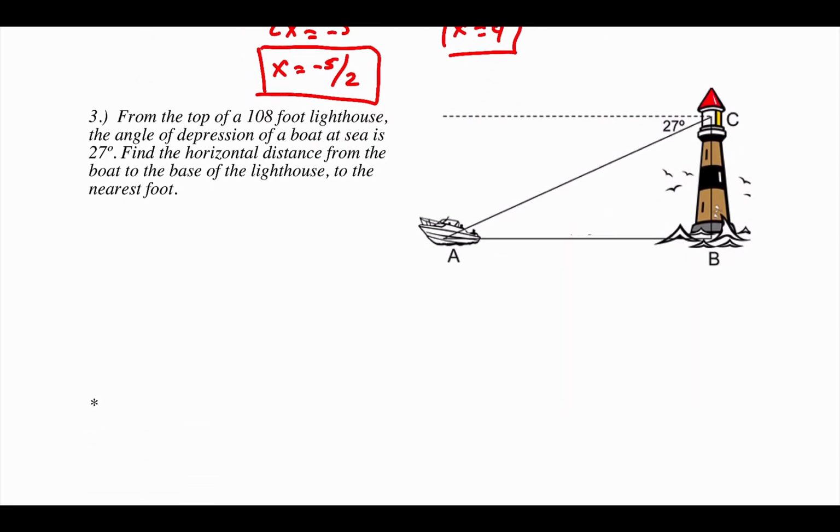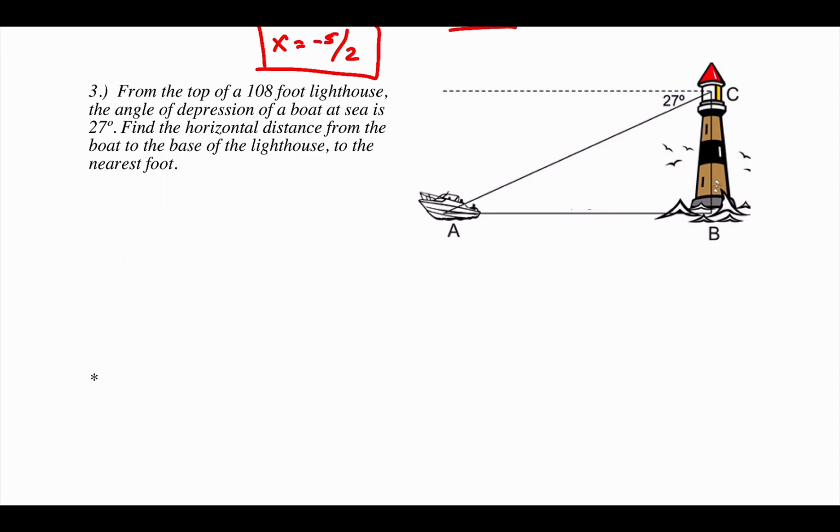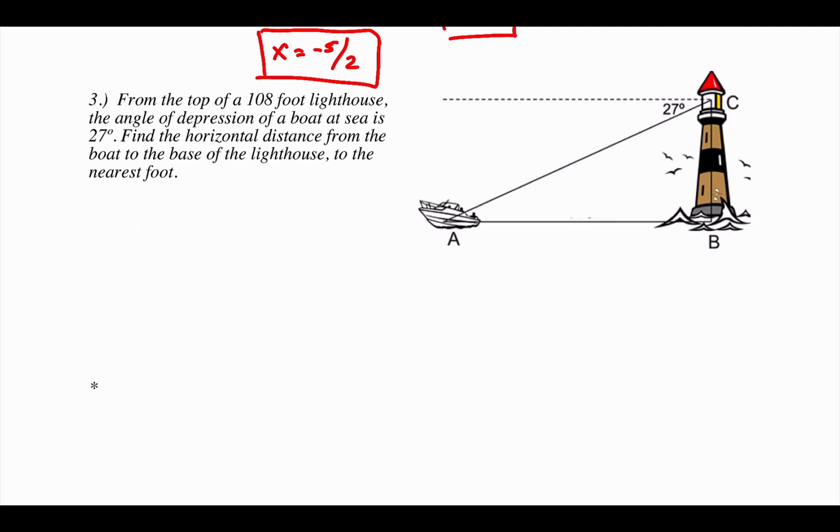Okay, last one then. And again, you will still see some trigonometry type of stuff. It's one of the main ideas of this whole class. It's probably the most important thing you learn in this class, all the trigonometry stuff that we've done. So if we take a look at problem 3 here, from the top of a 108-foot lighthouse, let's go through and put that in here. This is 108 feet.